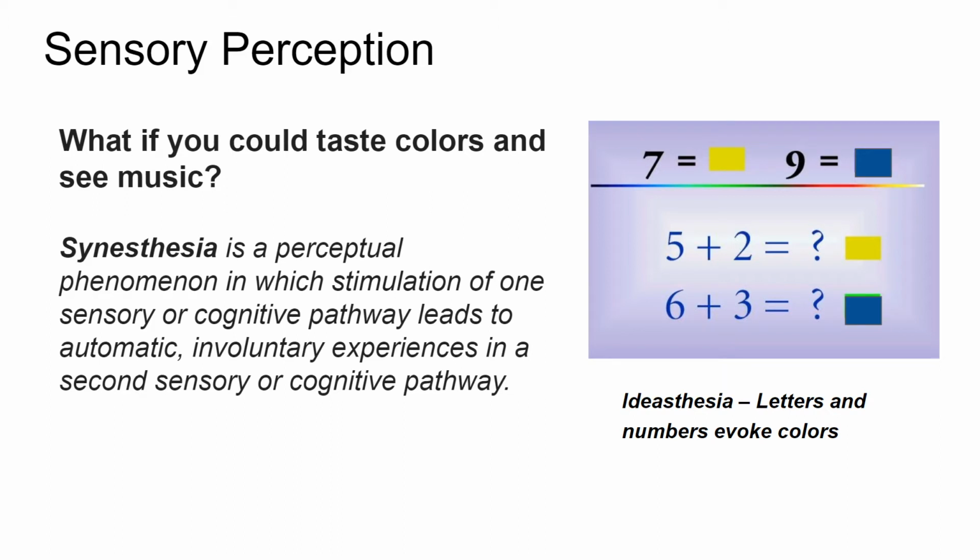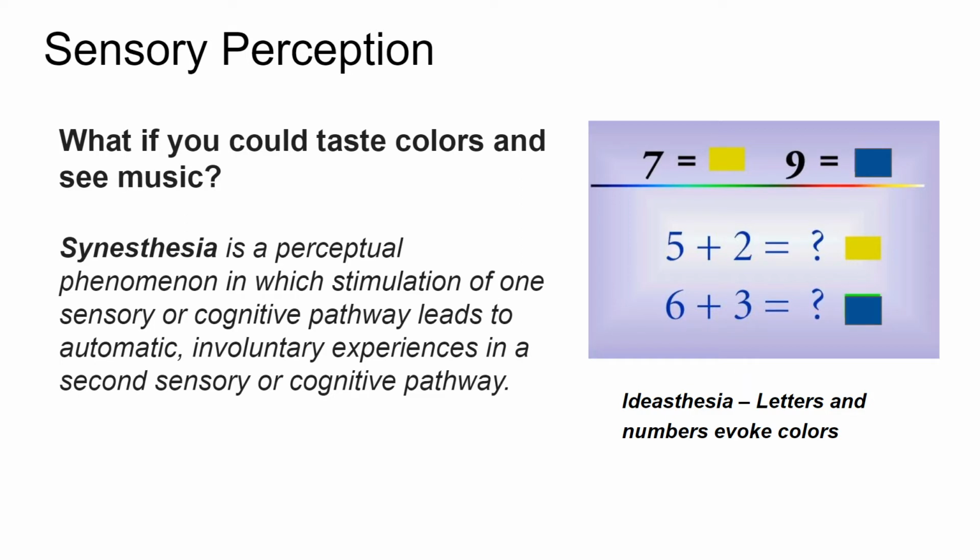Ideesthesia is one that has been more specifically named, and it's when letters and numbers evoke colors. So there are people who literally can see your name, and for them, it's not really necessarily the letters, it's a color. Your name is a color. For example, here you have 7 is yellow and 9 is blue. So 5 plus 2 equals yellow. 6 plus 3 equals blue.